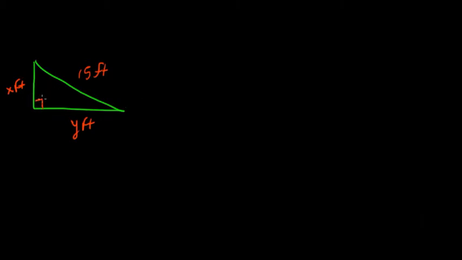Let's say we have the triangle, and let's say this side is 15 feet. And let's say this is y feet, and this is x feet. This is my 90-degree angle here. And let's say angle theta in this case would be 30 degrees. Perfect. Now, what I want to do is find the length of x and y.